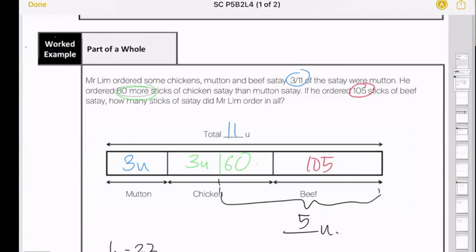So you want to find how many he ordered in all. The total must be 11 units, so to find 11 units will be 11 times 33. So what's 11 times 33? 363. Okay, so this will be your answer for this question.